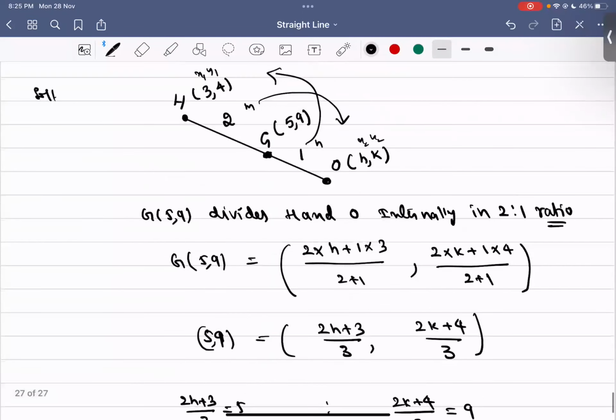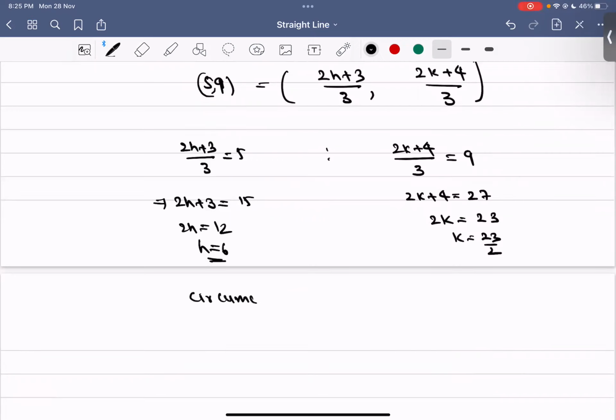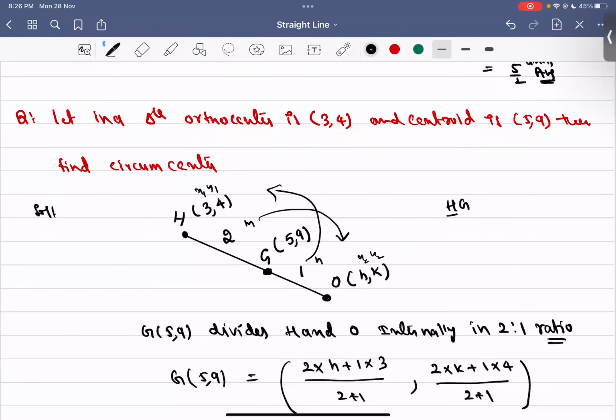So the coordinates of the circumcenter (h, k) are (6, 23/2). Therefore, circumcenter O (h, k) is (6, 23/2). So this is the answer. Clear? Clear, sir. Here what we have used is the result we already have: HG by GO is equal to 2 by 1.